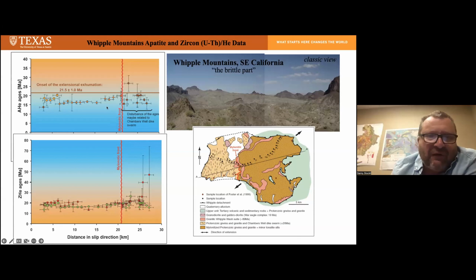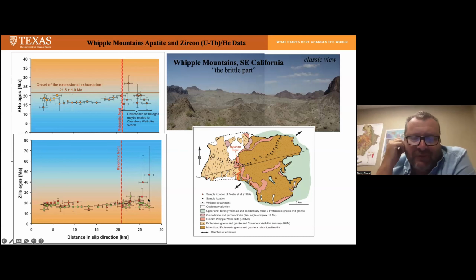And what you see, even though I've flipped it here, is that for apatite helium, you basically go from about 23 million year old or 22 million year old samples here, continuously down, and you step back up. You do the same thing for the zircon helium ages. And you see at the up dip end here more partially reset samples. So you're above the partial retention zone. So you're below temperatures pre-extension of probably about 140 degrees Celsius.